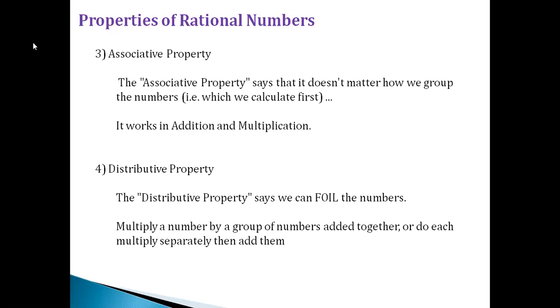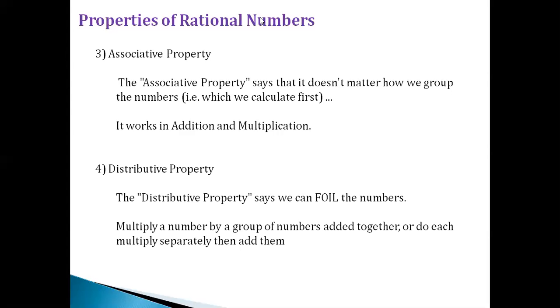I mean the number which is outside the brackets moves inside the brackets, where it multiplies. We multiply a number by a group of numbers, added together or subtracted. Or else you can do each one separately, multiply each separately, and then add or subtract them. Okay. So that's it for the types of properties of rational numbers. So these are the 4 properties.